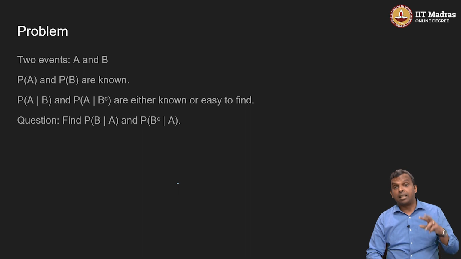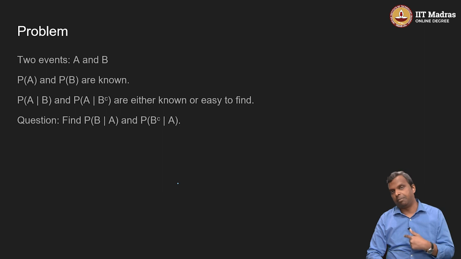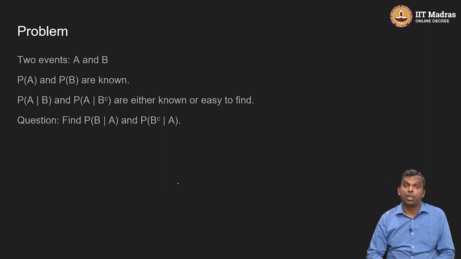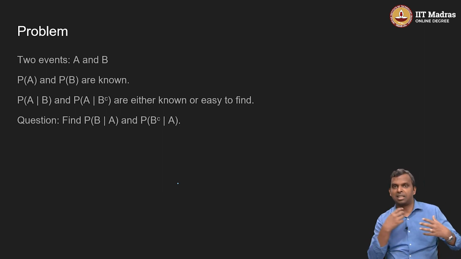I want to find the reverse conditioning. I want to find the probability of B given A. The probability of A given B is given to me, and A given B complement is also known to me. What about B given A? Can I find the probability of B given A? Is there a way to move between these conditional spaces?